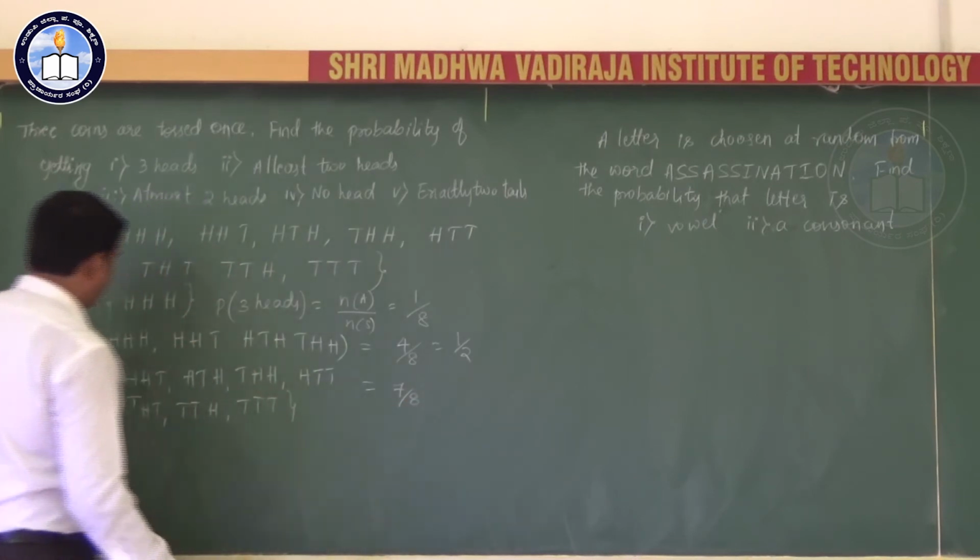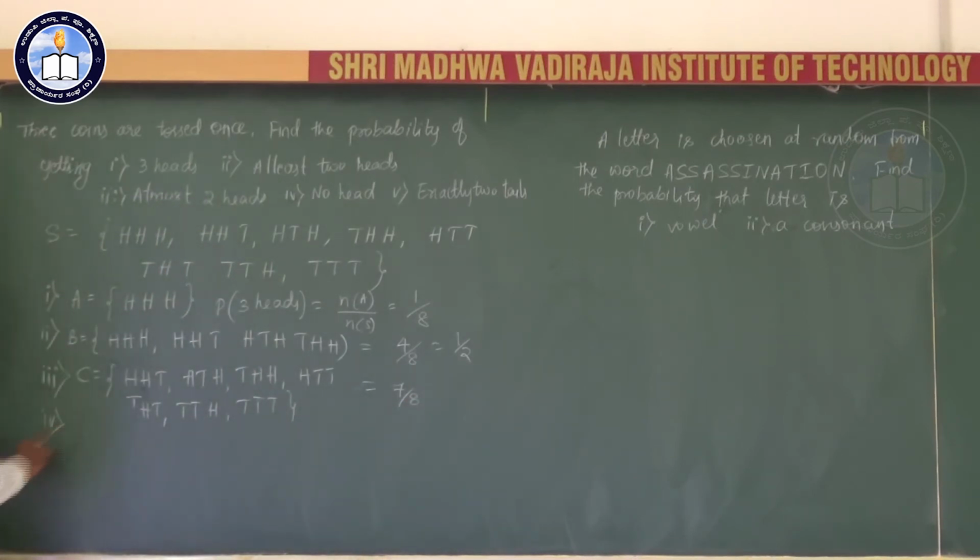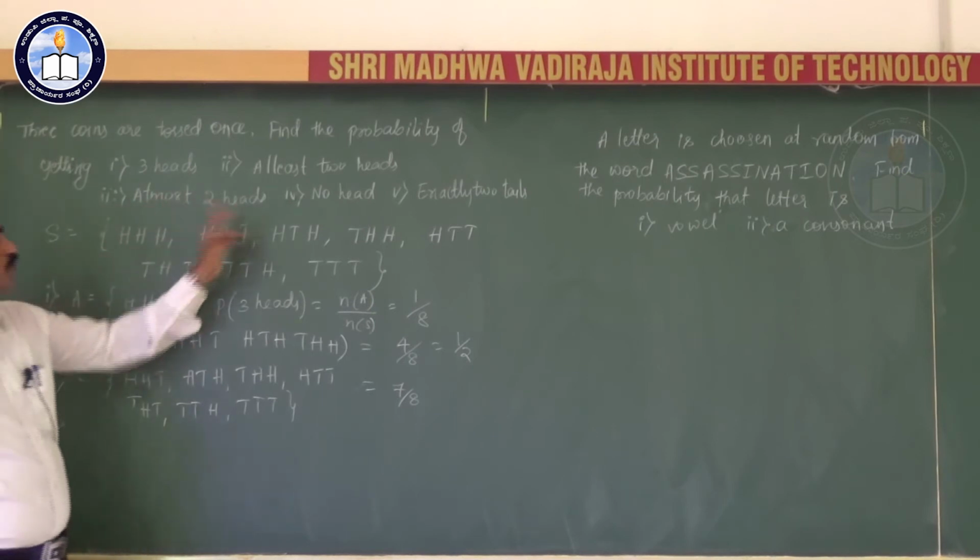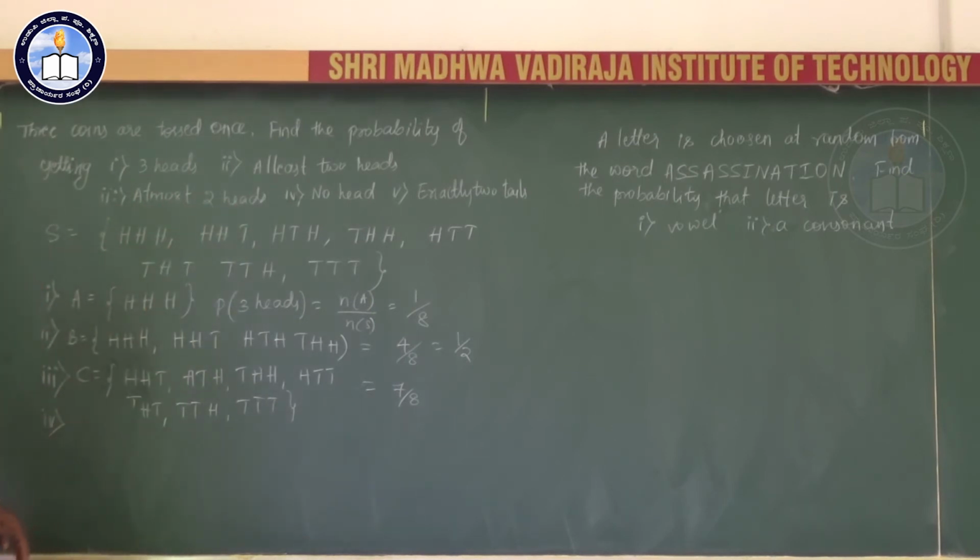So therefore, at most 2 heads, I did it right. At least 2 heads is 2 or more than that. At most 2 heads is maximum 2 heads or less than that. Yeah, I did that. Yes, 7 by 8.